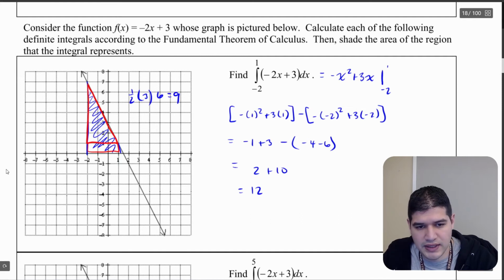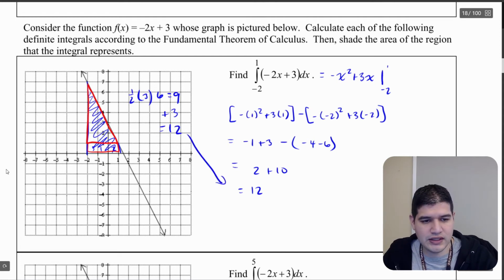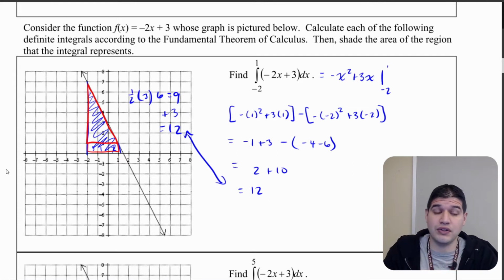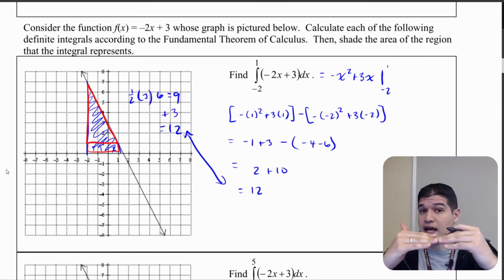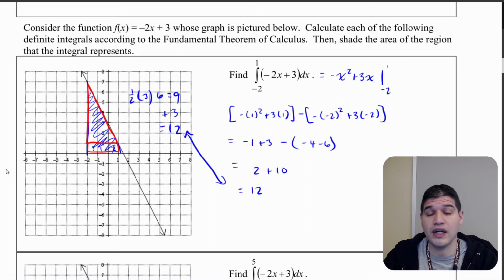And then let's count up the squares at the bottom. That's 1, 2, 3 squares. So that's plus 3, which gets me 12. Notice that these numbers are matching up, because what we're doing with the fundamental theorem of calculus with these antiderivatives is finding the area bounded by the x-axis and the curve negative 2x plus 3.